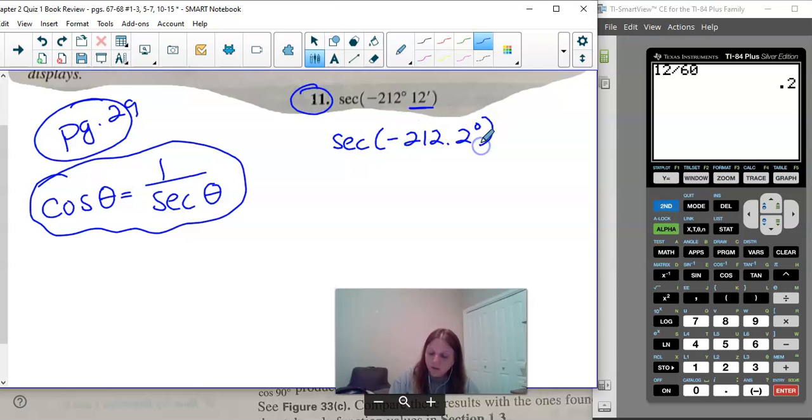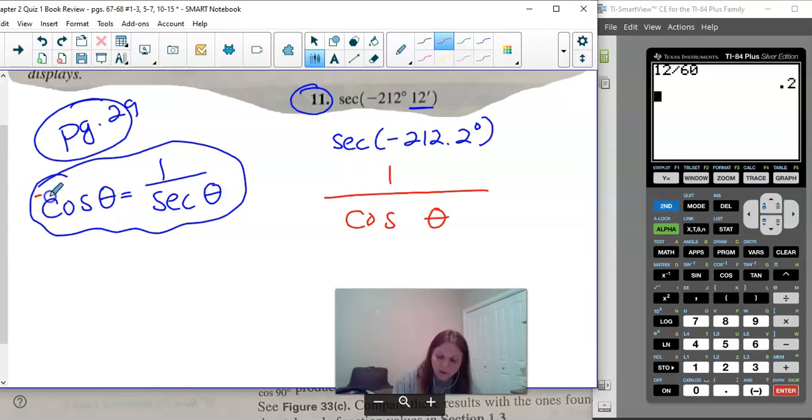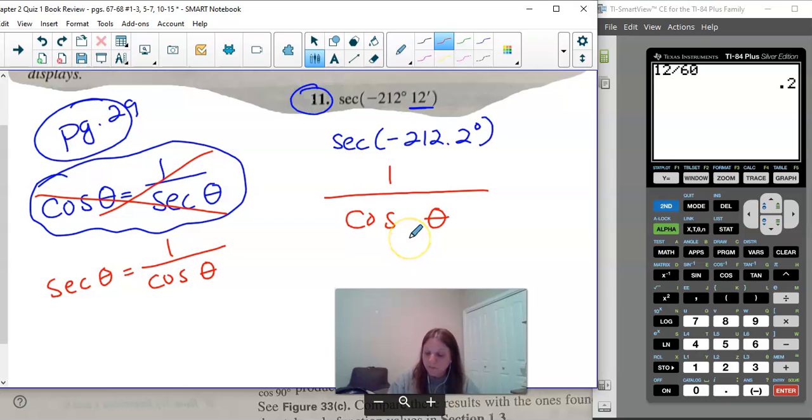212.2 degrees. Okay, now don't confuse this with finding the angle. This is just simply a complete flip of this. This is the reciprocal identity. So instead of the secant, I'm going to type in 1 divided by cosine theta. So actually, this may look a little confusing. Let's write it this way. So instead of secant of theta, we're going to put in 1 divided by the cosine of theta. So we're going to put that in its place.